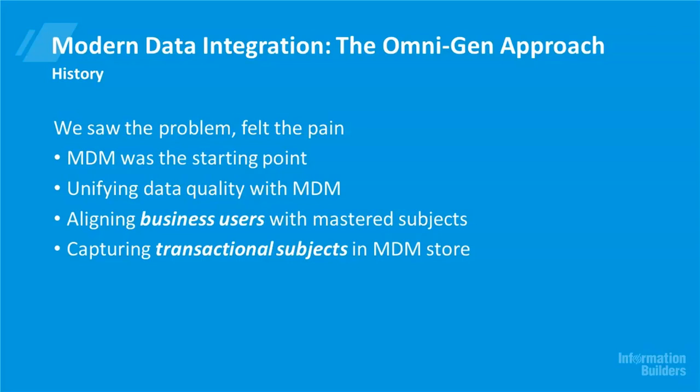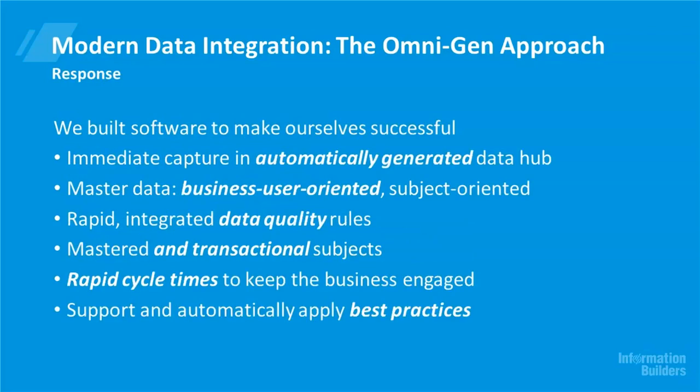We struggled too much with MDM at the start and said, you know what, this is a problem that somebody should make software for, and we were the people to do it. As we continued to develop OmniGen for the past number of years, we decided that one of the things we needed to do was capture the information in an automatically generated data hub. When I talked about capturing things based on subject, and bringing the entire topic over, maybe a document-oriented view of a customer, I didn't talk about how that stuff gets stored.